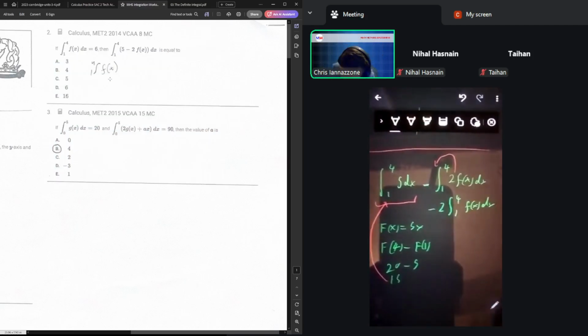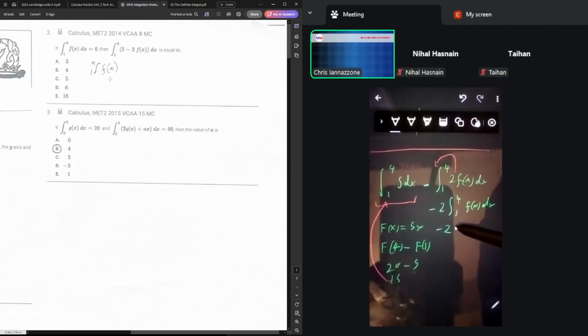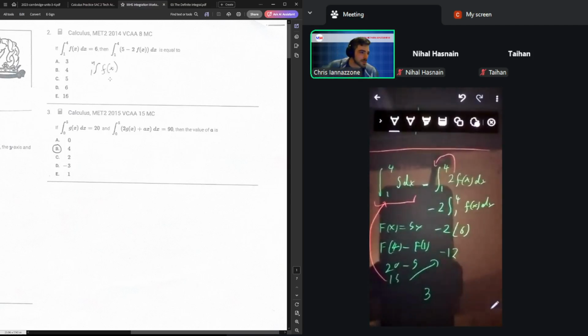So, because we now have the integral from 1 to 4 of f, and we know that equals 6, we can now replace that whole integral with 6. That gives us 15 minus 12, which is going to give us answer A for 3. All good there?